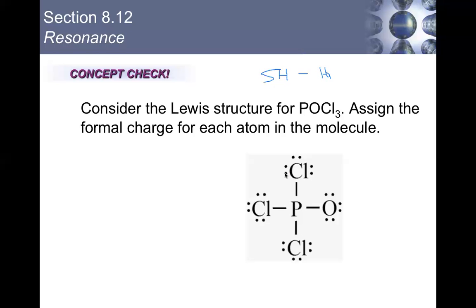How many does it have? 7. So 7 minus 7 is 0. Phosphorus should have 5. It has 4. 5 minus 4, plus 1. Oxygen should have 6. It has 2, 4, 6, 7.